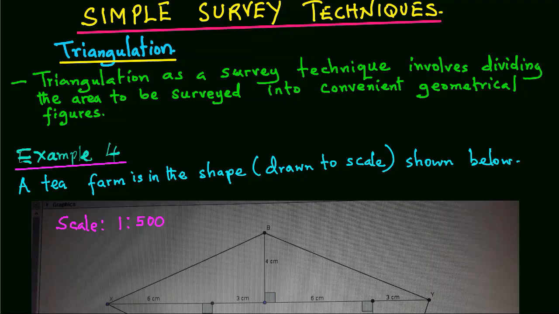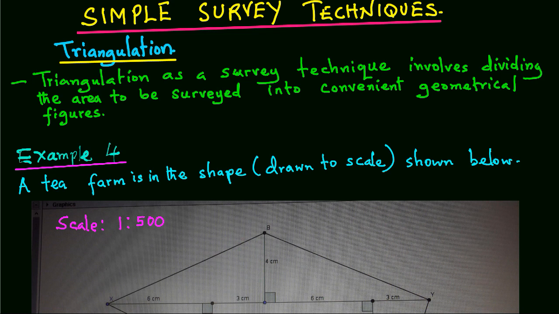Simple survey techniques. Now, our survey technique considered here is known as triangulation. So in triangulation, the area to be surveyed is divided into convenient geometrical figures or is covered by a suitable geometrical figure.